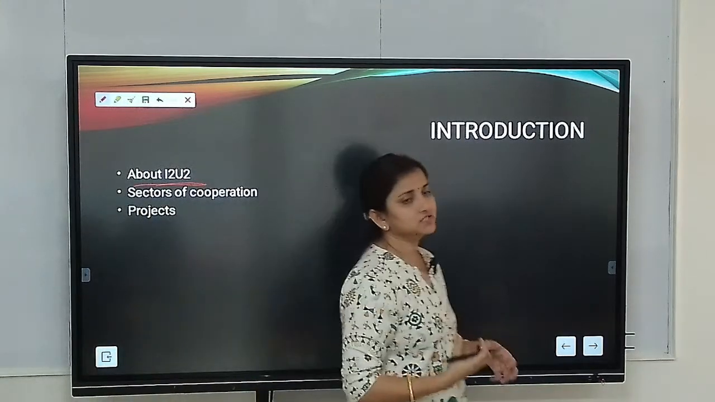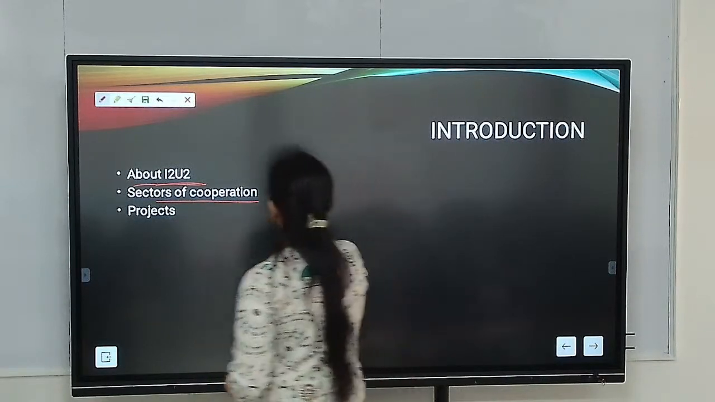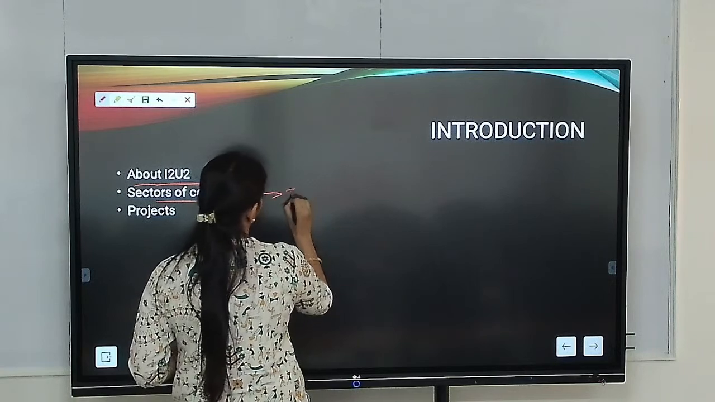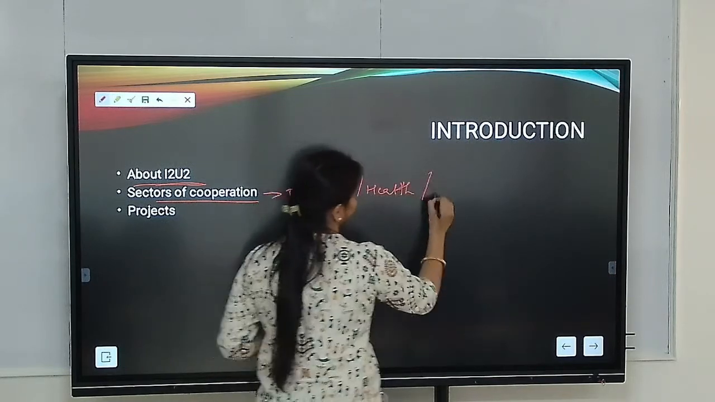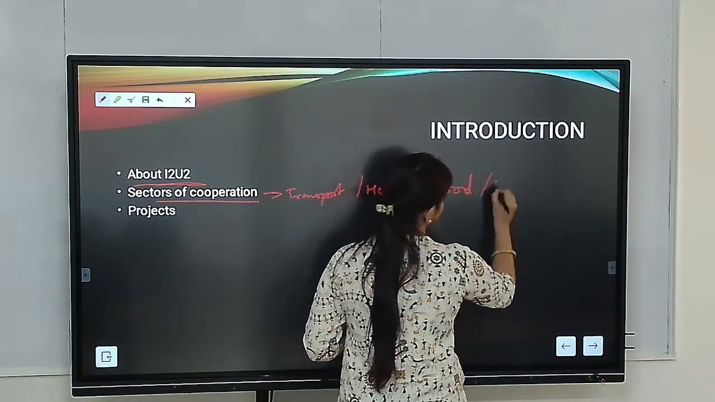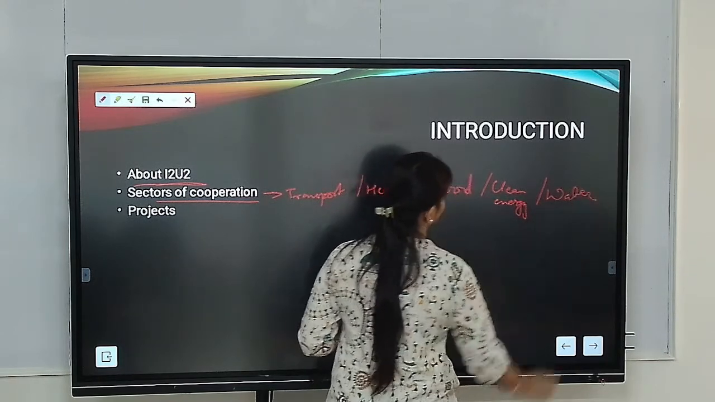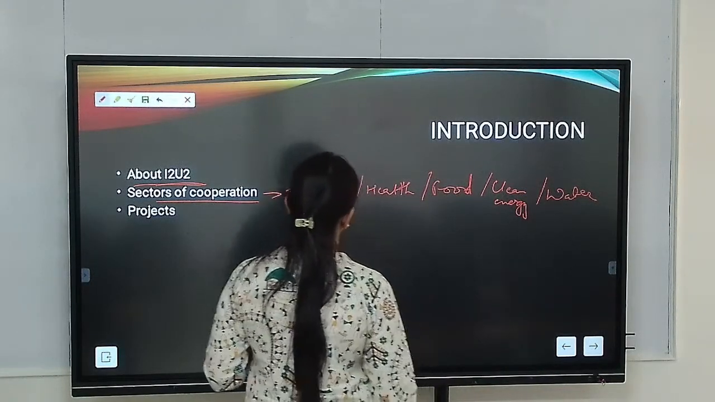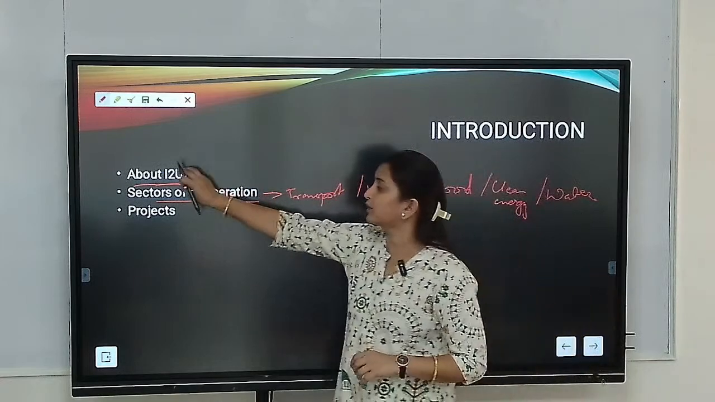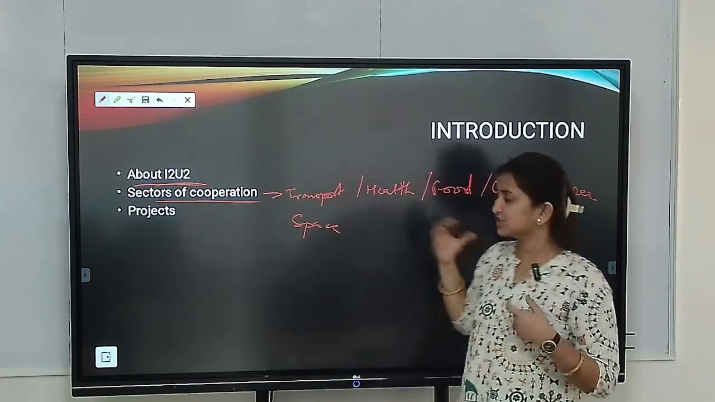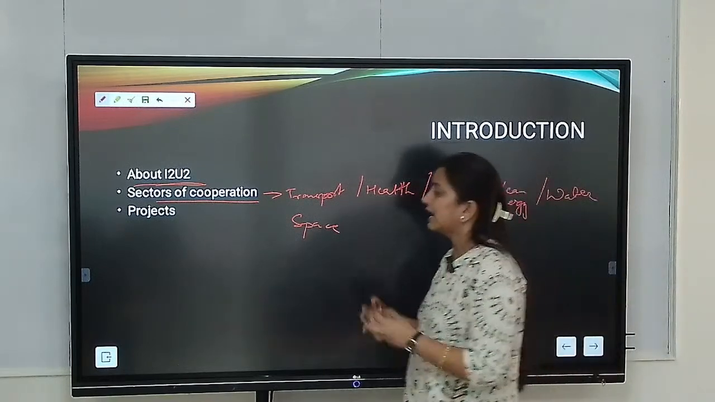It is a grouping of foreign ministers of India, Israel, US and UAE. Then we need to write about the sectors of cooperation. There are 6 sectors of cooperation, that include transport, health, food, clean energy, water, and space. So these are the 6 areas in which the foreign ministers of these 4 countries will group together and address the challenges these 4 countries are facing. The challenges will be addressed in these 6 sectors only. So that is the idea of I2U2.